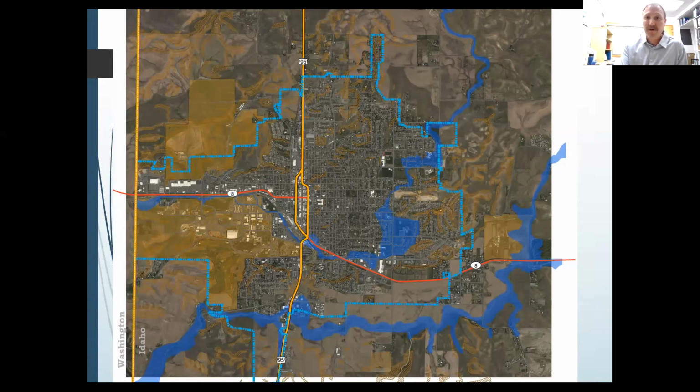This is actually in our comp plan. We identified all the steep slopes, so it could be terrain. Obviously, this is a natural geographical factor here.